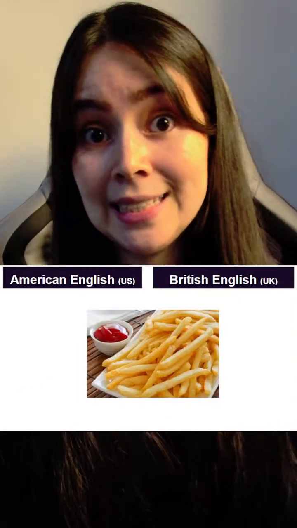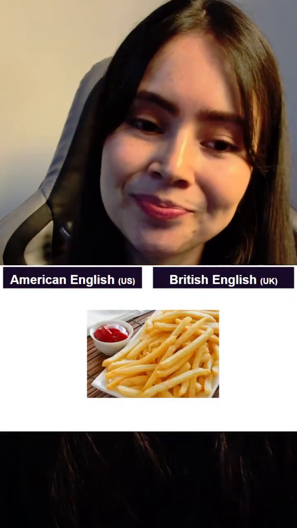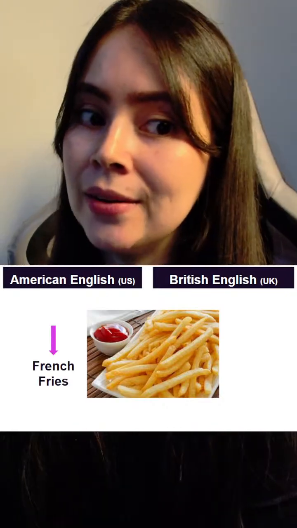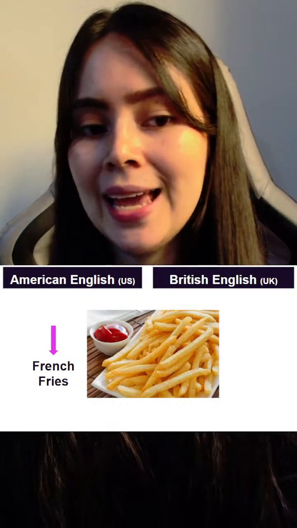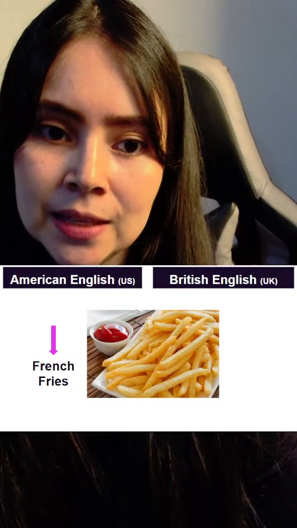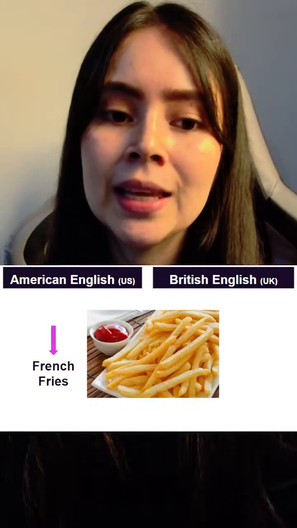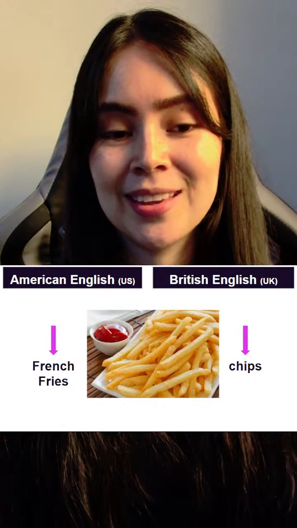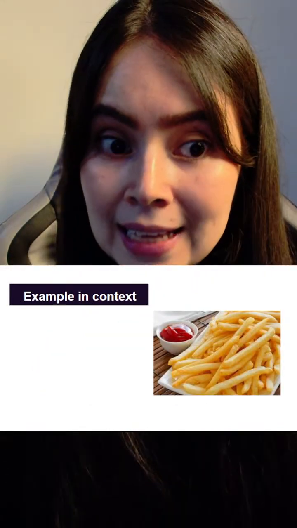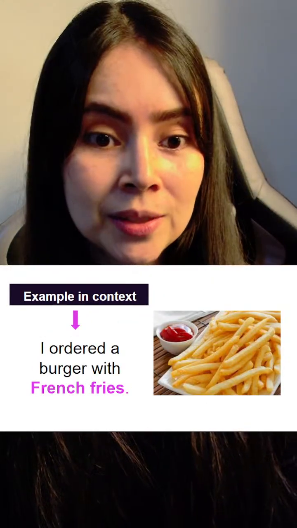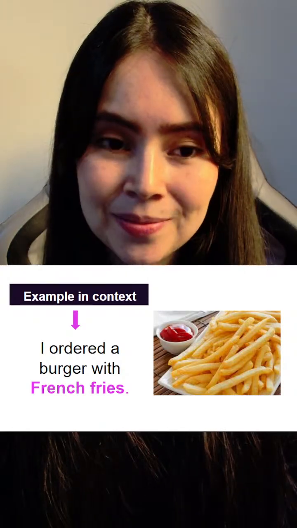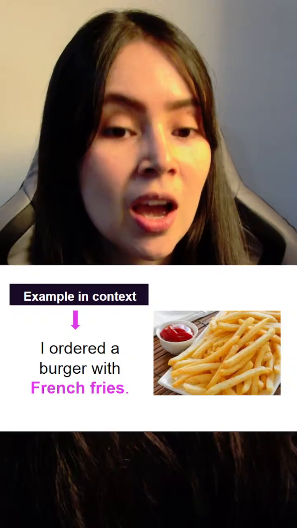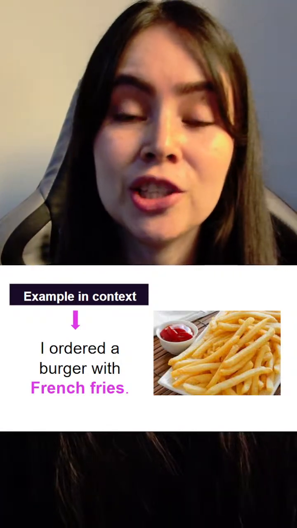Another word that is different is this. This is called French fries in American English. In the USA, they usually say French fries. And in the UK, they usually say chips. An example in context is this. I ordered a burger with French fries. I ordered a burger with chips.